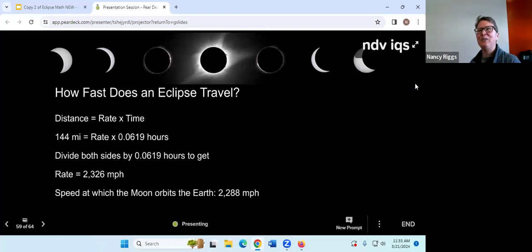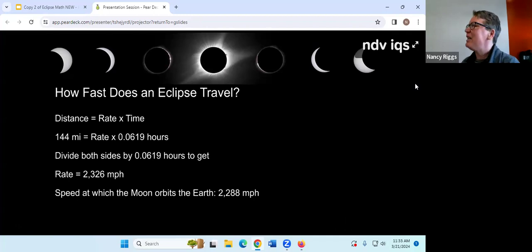Now, when I went to look up computations, I found a couple different numbers. One of the numbers I found was 2,288 miles per hour, the speed at which the moon orbits the Earth. Again, as we see, we've got a little bit of error, and that's partly the computations I found. Also, for this one, we've got potential human error, because if one town didn't correctly compute when the eclipse started, that would certainly affect our computations as well.